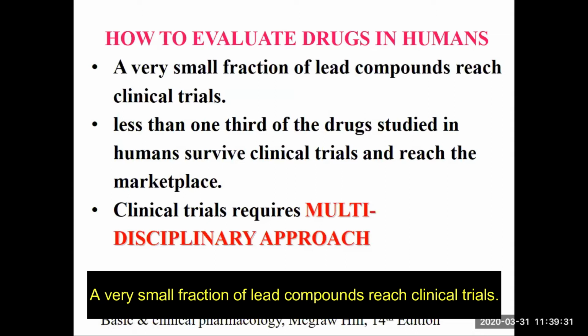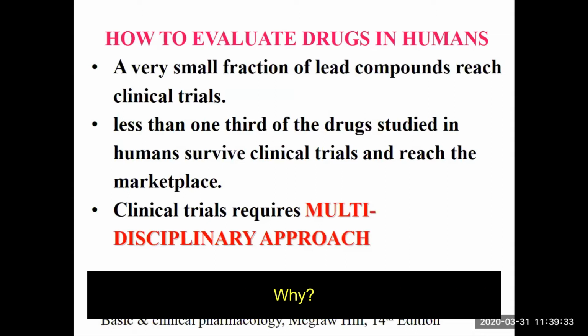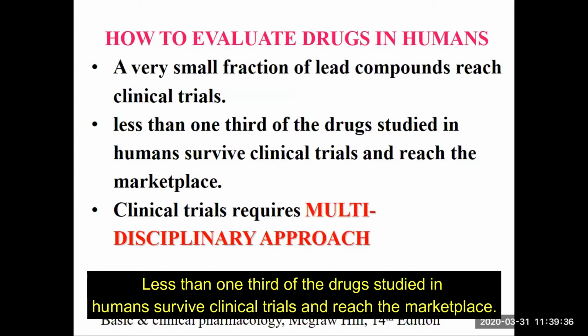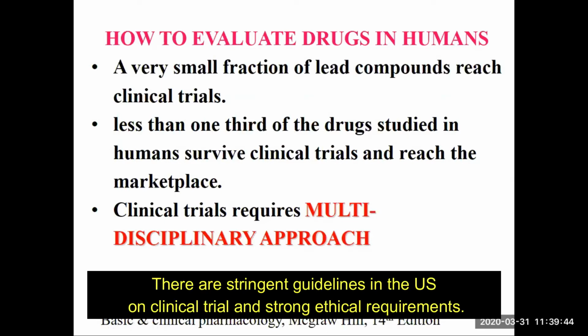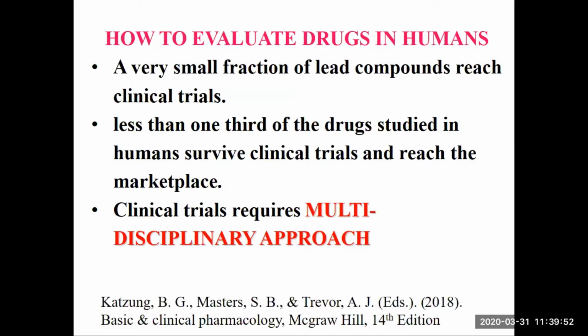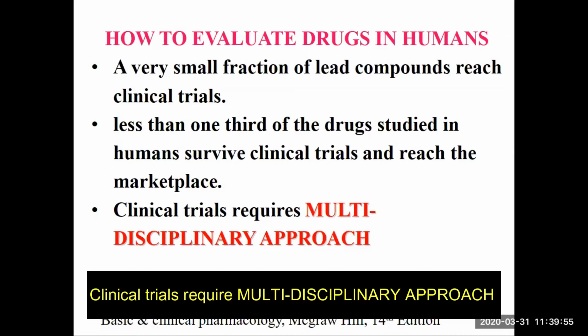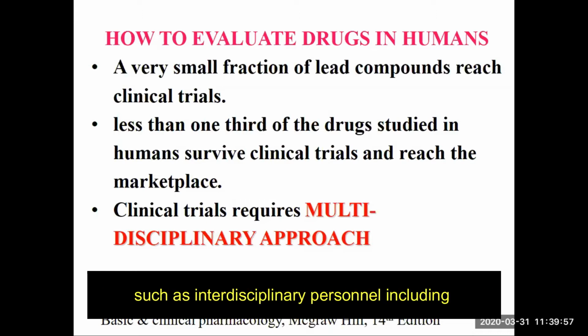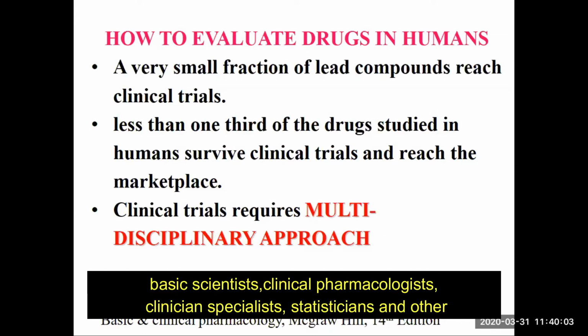A very small fraction of lead compounds reach clinical trial. Why? Less than one third of drugs studied in humans survive clinical trials and reach the marketplace. Why? There is a stringent guideline in the US on clinical trials and strong ethical requirements. Clinical trials require a multidisciplinary approach, with interdisciplinary personnel including basic scientists, clinical pharmacologists, clinical specialists, statisticians, and others.